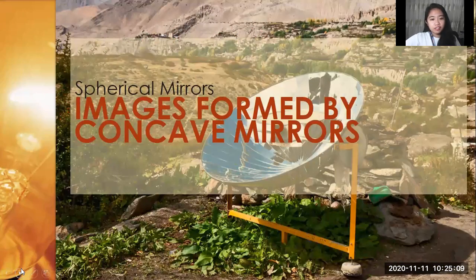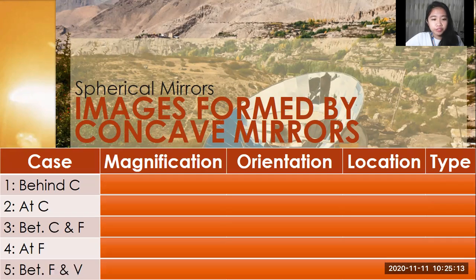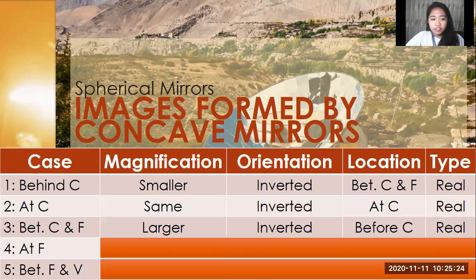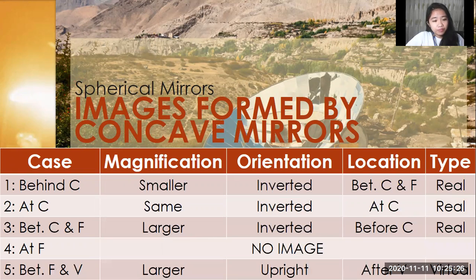And so this is the summary for the images formed by concave mirrors. So for behind C, we have a smaller magnification, an inverted image orientation. It's found between C and F, and it has a real image. For C, we have the same magnification. It's still inverted. It's found at C, and it's still real.